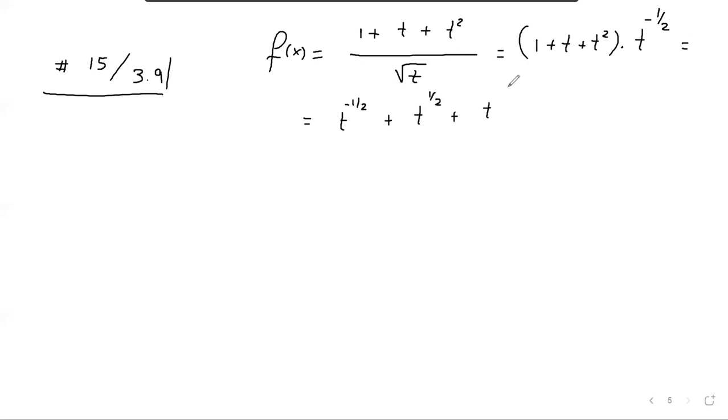plus t to the 2 minus... By the way, folks, how do I multiply? Well, I multiply term by term, distribute, right? So 1 times t to the negative 1/2 is that. t times t to the negative 1/2 is t to the 1 minus 1/2, because this is t to the first power here. t to the 1 minus 1/2 is going to be 1/2, and t squared times t to the negative 1/2 is t to the 2 minus 1/2, which is 3/2.